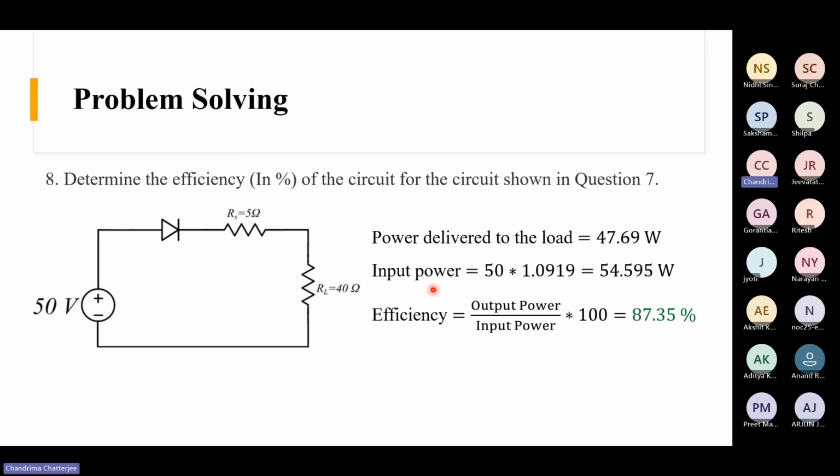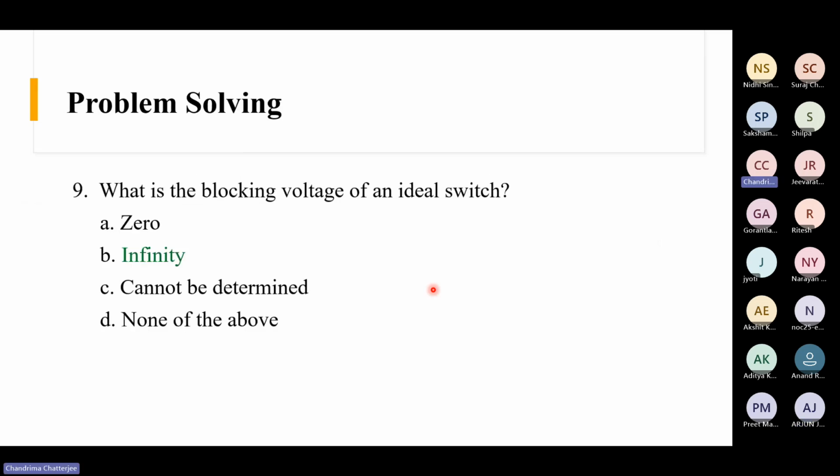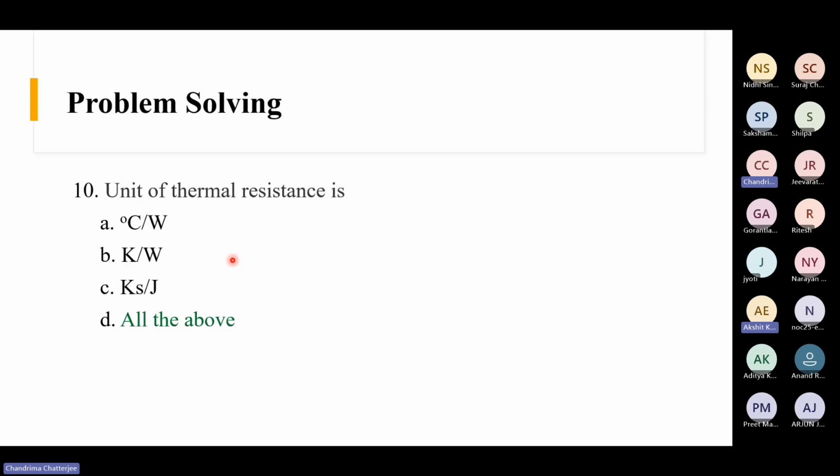Okay, so we will go to the next question. This is also pretty easy. What is the blocking voltage of an ideal switch? So that is infinity, as we already saw that an ideal switch can block an infinite amount of voltage. So this is infinity, right? And next, I think we have the last question.